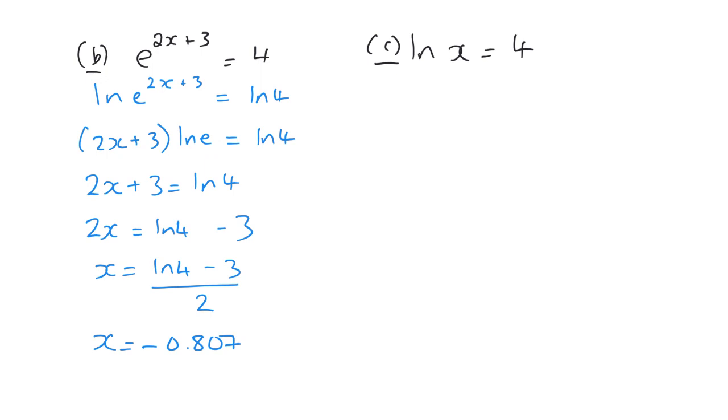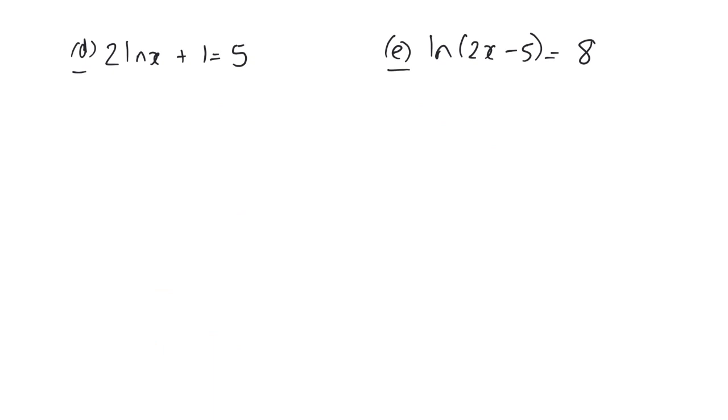Part C, ln x equals 4. So remember, ln means log to the base e of x. So we know we can write that using the same rules of logs that we've already looked at, as x equals e to the power of 4. Now sometimes again you'll be asked to give it as an exact value, which means you just leave it as e to the power of 4. Or if you're asked to give it to 3 significant figures, you put that into your calculator and get 54.6.